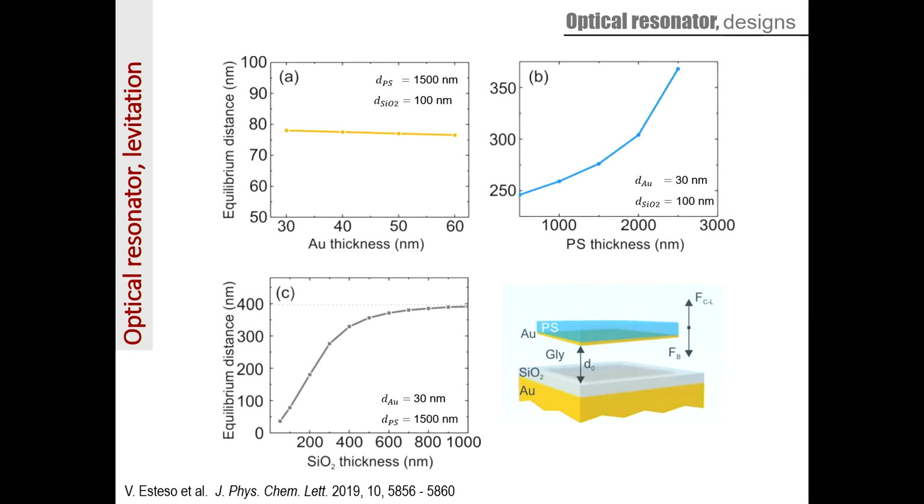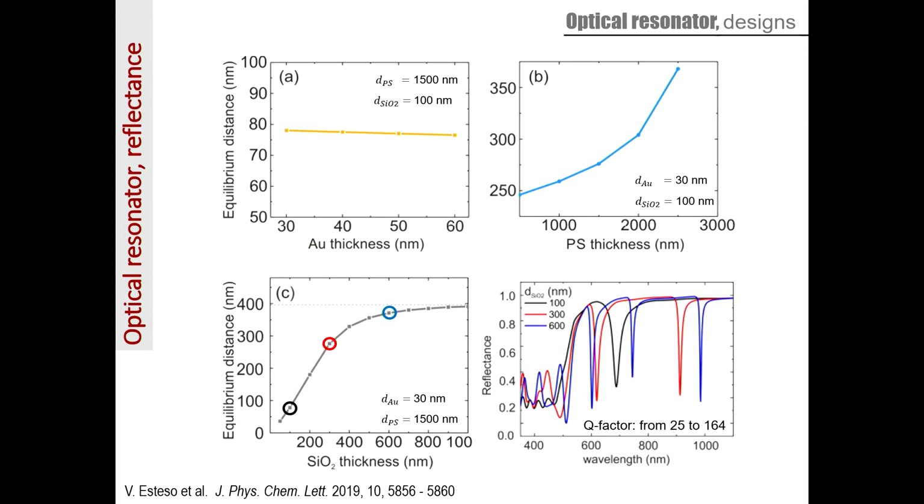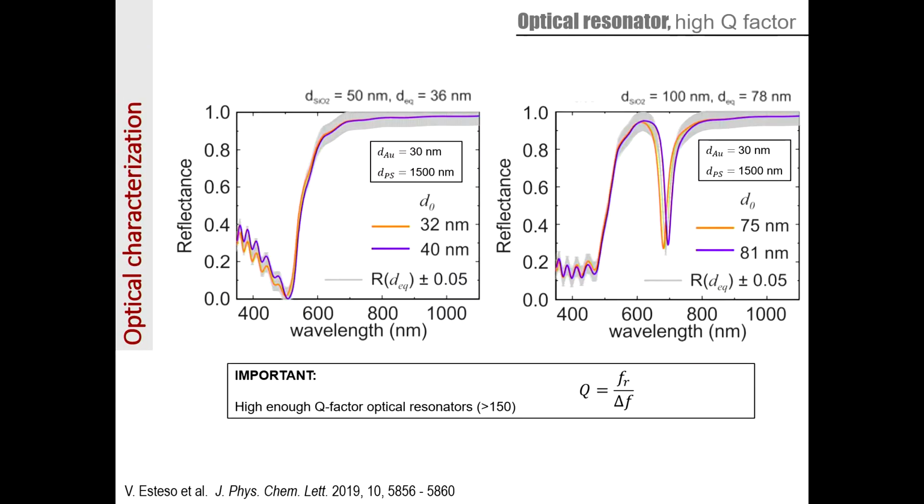So we did our calculations, and with these plots I am showing you that it is possible to tune the equilibrium distance as a function of the thickness of the polystyrene, the gold here, or the silica slab here, and we can tune it from some tens of nanometers to several hundreds of nanometers. If we consider this part here and look at the spectroscopic response of this system for silica layers of 100, 300, and 600 nanometers, we are going to have this kind of response.